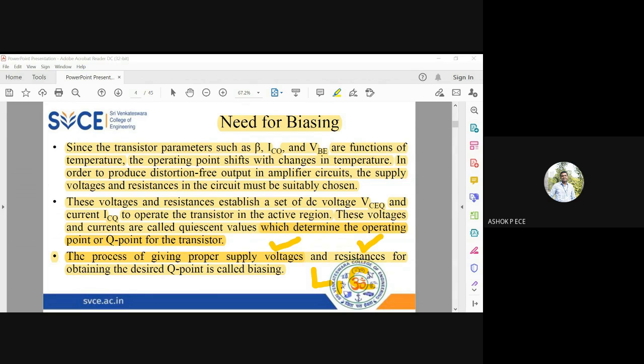And what is the drawback of using a resistor? What is the drawback of using a resistor? I have no other option, I am using a resistor, but what is the drawback?